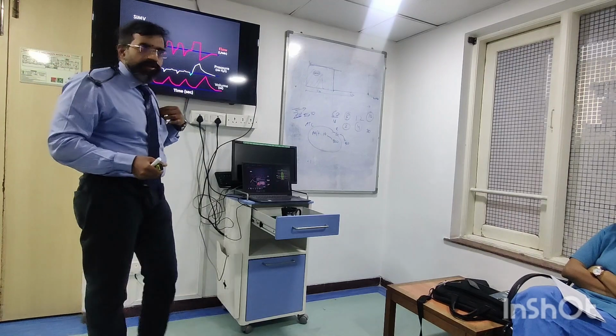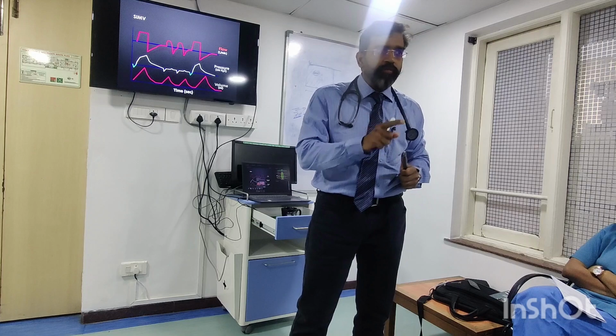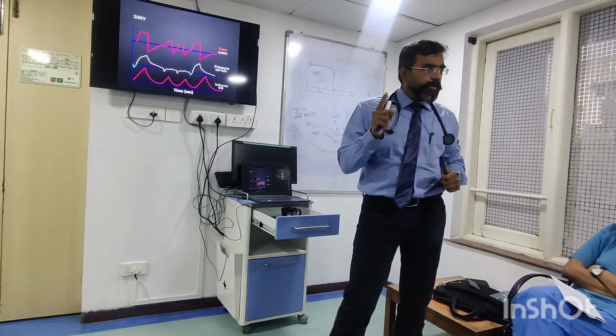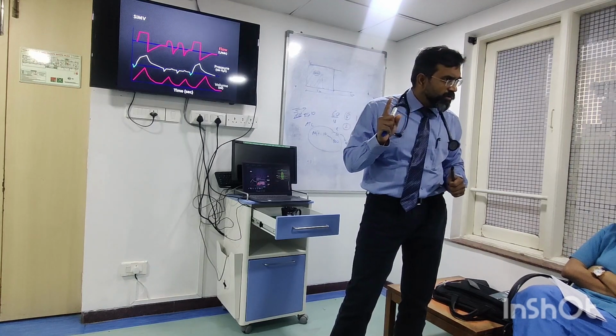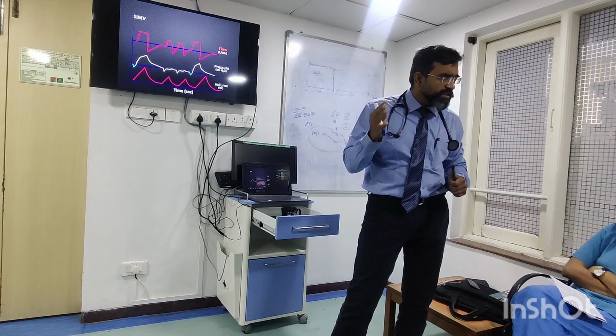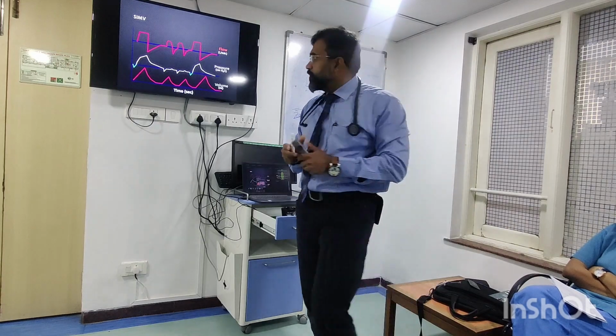So in this form of ventilation, there are two forms of ventilation. The first form is a mandatory form where you rightly said that the trigger is the patient, the limit is the volume, the flow is constant, and the cycling is the time. Variable is the pressure. Now, what about this pattern?